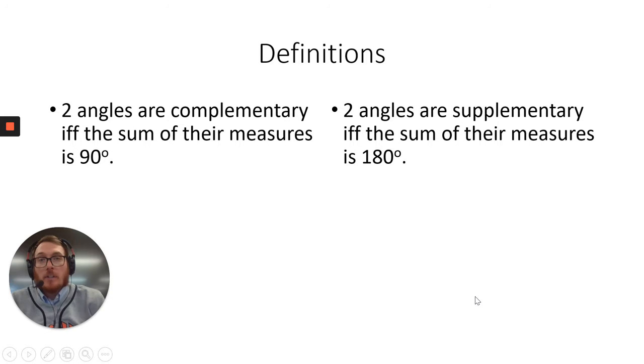The first definitions that we need to be comfortable with, which we've already talked some about this semester, are complementary and supplementary. What you'll notice here is we used an if and only if statement. So two angles are complementary if and only if the sum of their measures is 90 degrees, and similarly, if and only if they're 180 for supplementary. This goes both directions then, since it's this biconditional statement. So if two angles add up to 180, then their angles would be considered supplementary.